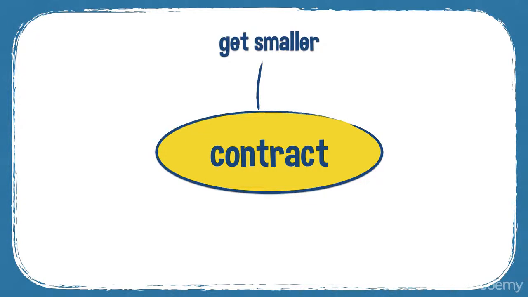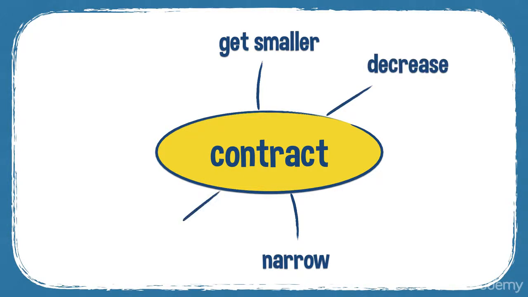So some synonyms for contract: get smaller, narrow, decrease, decline, shrink. So shrink means something that gets smaller.